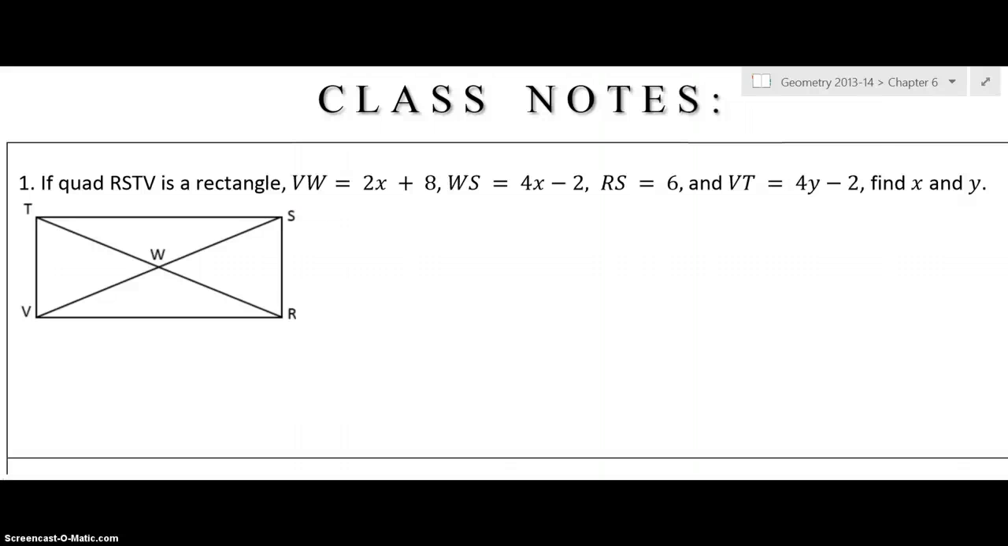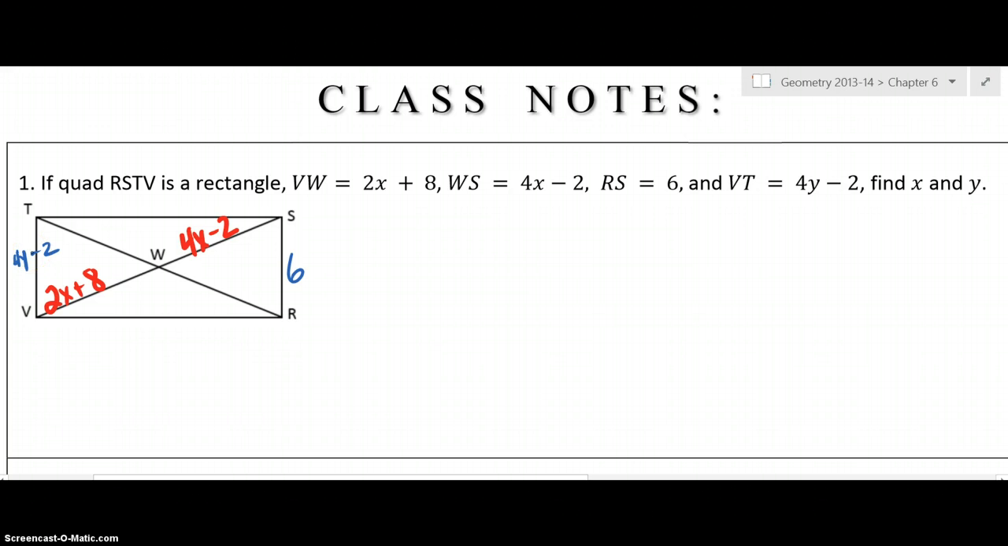So, okay, we're going to go ahead and label the figure like we should always do. VW is 2x plus 8. WS is 4x minus 2. RS is 6. And VT is 4y minus 2. Okay, so this is a rectangle.